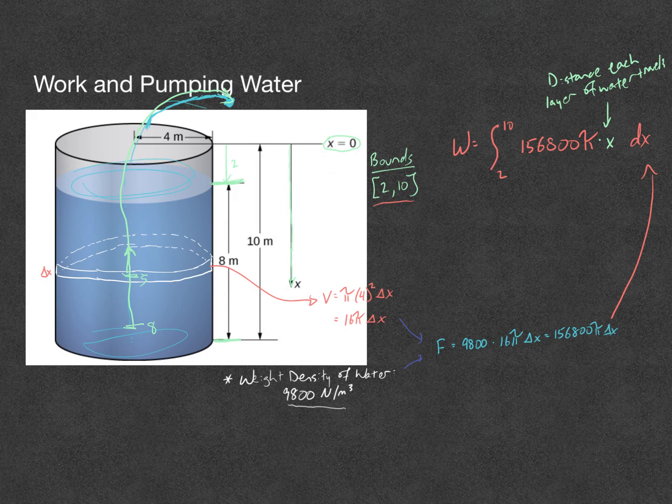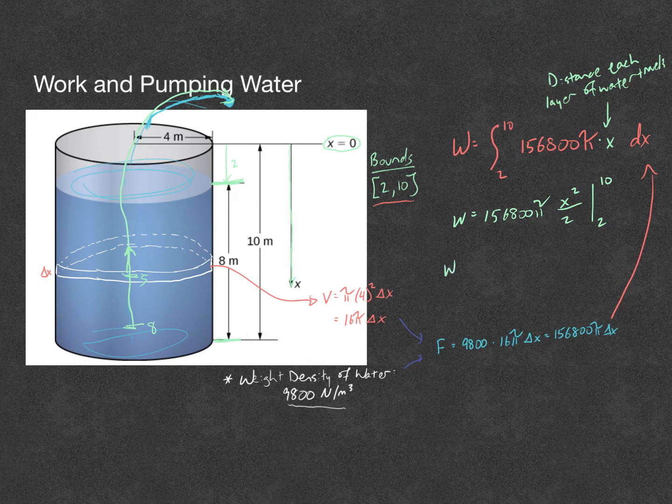Okay, so these problems are involved to set up. So take a look at the other example that's done for you in OpenStax. But let's finish this one off. We factor out the 156,800 pi. Integrate our x, becomes x squared over 2. Plug in the bounds from 2 to 10.